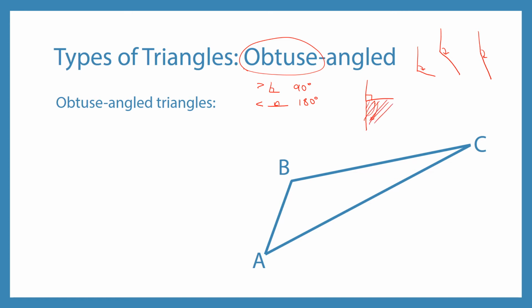Okay, so an obtuse angled triangle is a triangle which has one obtuse angle. So this angle here is bigger than 90 degrees. If it was 90, we'd have the line down here, and less than 180. If it's 180, it would be across here. So we have one obtuse angle.